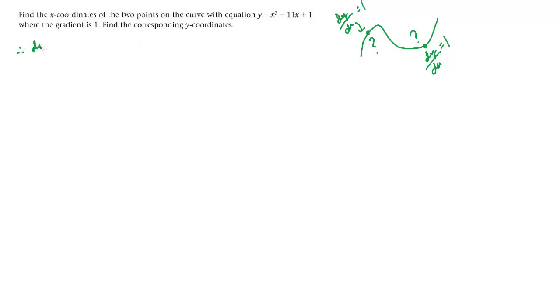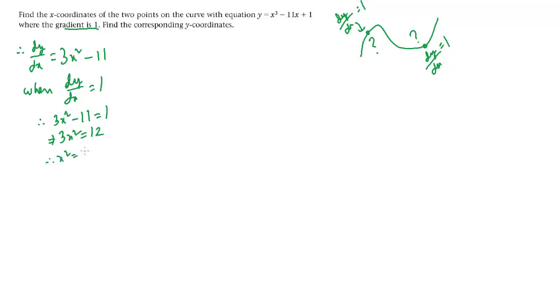Let's start with the gradient. So dy by dx is going to be 3x squared minus 11. So when dy by dx is 1, we know that the gradient is 1. Therefore, 3x squared minus 11 equals 1. 3x squared equals 11 plus 1, which is 12. Therefore, x squared equals 4. And we know x equals plus or minus the square root of 4. That becomes plus or minus 2. So we have two values of x. So one is x equals 2 and one is x equals minus 2.